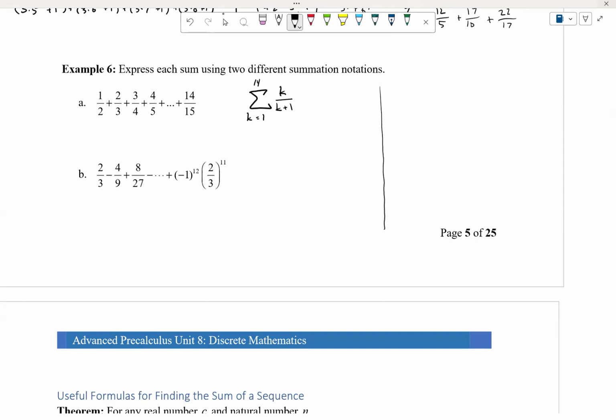Normally we use either K or N for the variable. It doesn't matter which one. X is generally reserved when you have all real numbers. K and N are usually whole numbers, or at least integers.